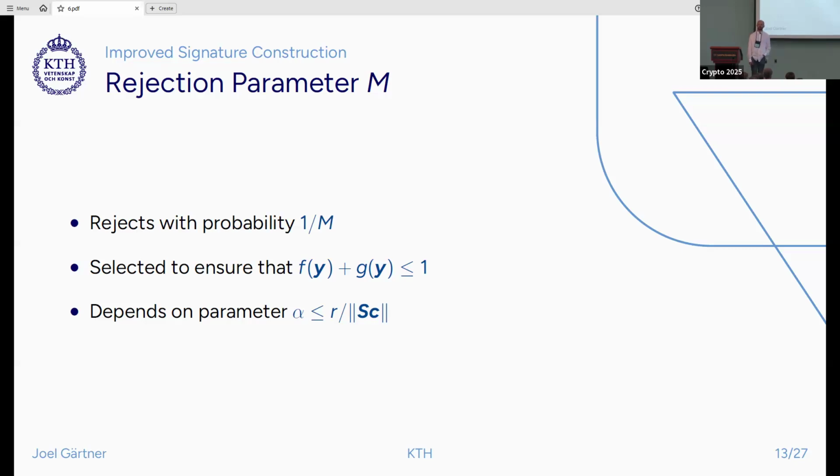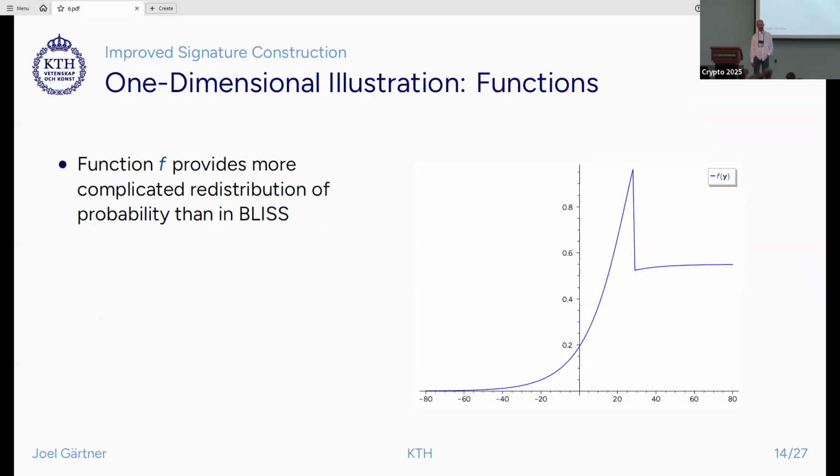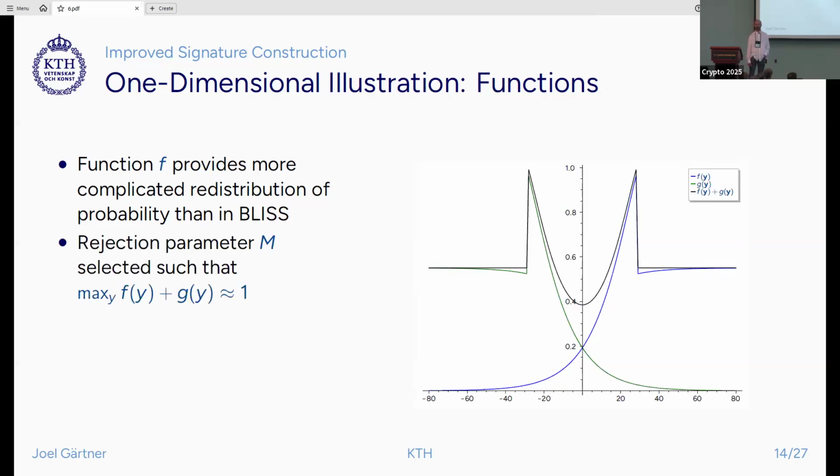And as with Lyubozhetsky's signature scheme and with Bliss, we can provide that one-dimensional illustration of the reaction sampling for our scheme. And as you can see, the function f provides a somewhat more complicated redistribution of probability compared to the function used for Bliss. And the function g provides a symmetric redistribution. And we have that the sum of f of y plus g of y is always lower than 1, and at most almost exactly equal to 1 due to us selecting the m parameter in a good way.